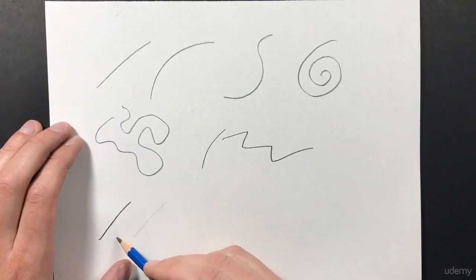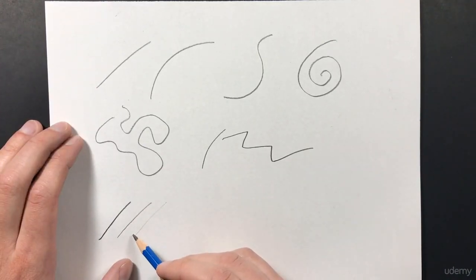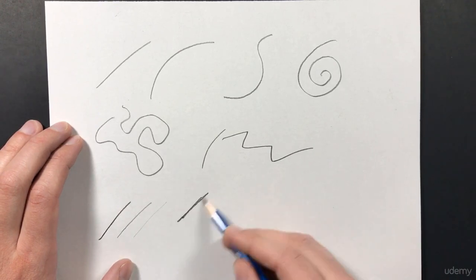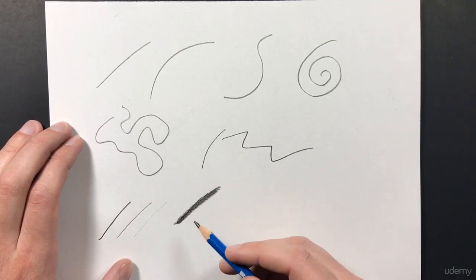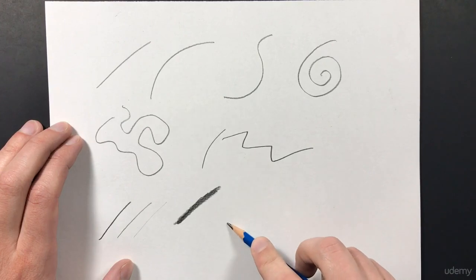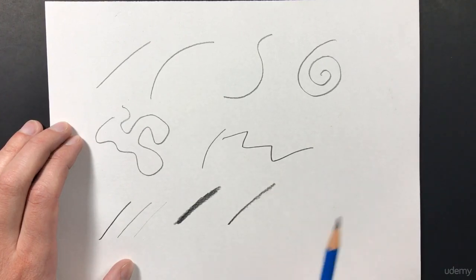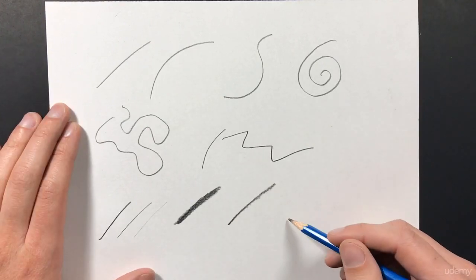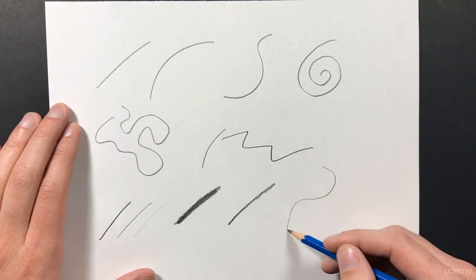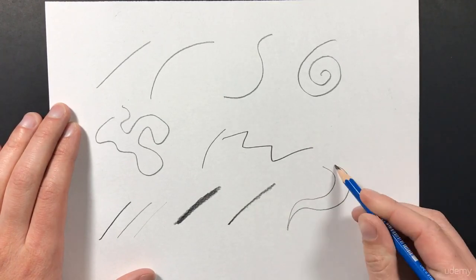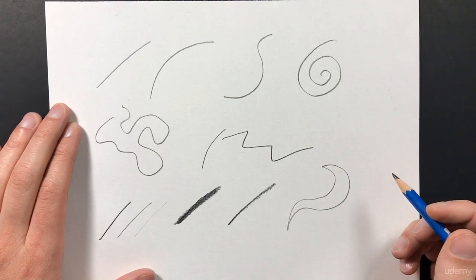Softly, or you can draw one in between, like so. You can also create very thick lines by drawing lots of lines together, or you can draw with the edge of your pencil, like so. And you can also combine lines. So I can draw a line like that, and then I can draw another one that connects like so, and then that creates a shape.